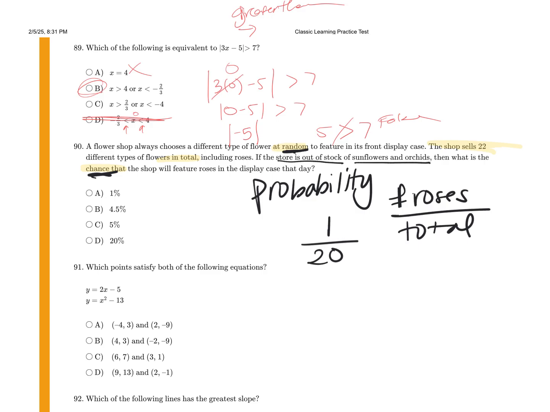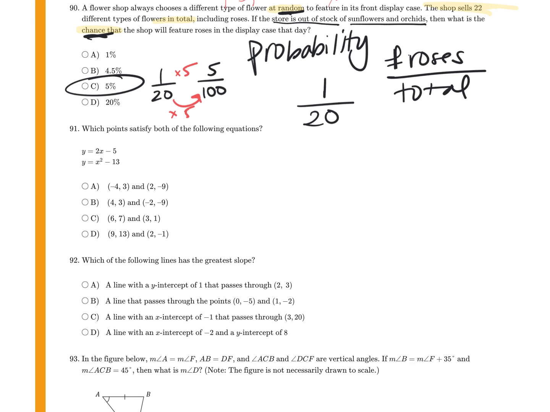So now we need to figure out what percentage is 1 out of 20. Well, we want the denominator to become 100 because then it'll show us the percentage. Percentages are always out of 100. For 20 to become 100, we need to multiply by 5. So we multiply the numerator and denominator by 5. 5 out of 100, that's 5%. Anytime you want to turn a fraction into a percent, make the denominator become 100 through multiplication or division.